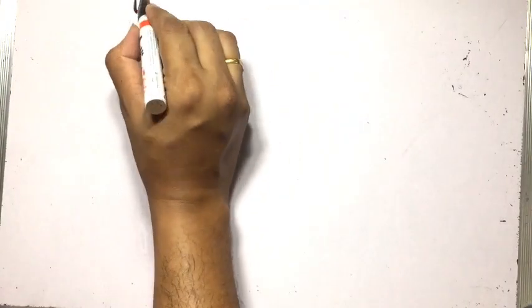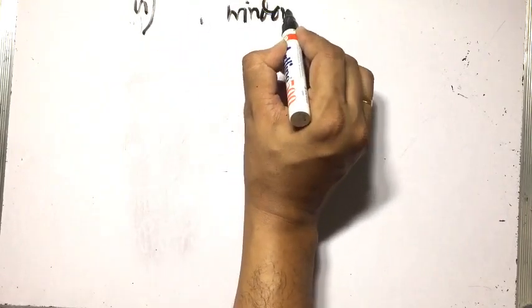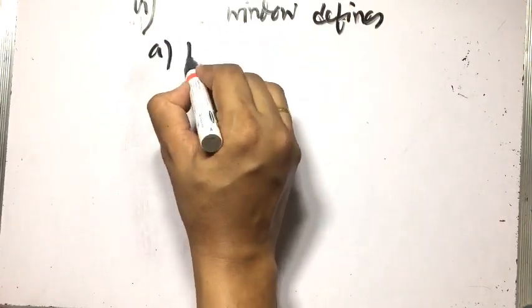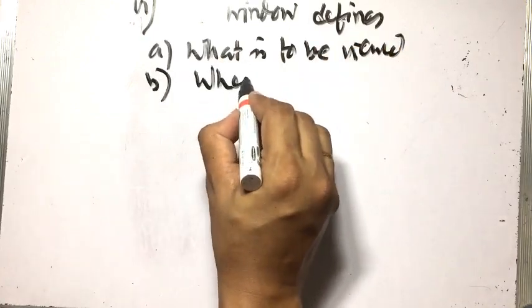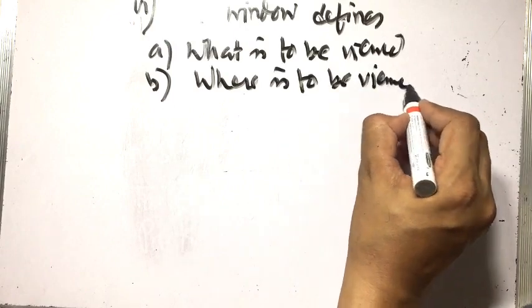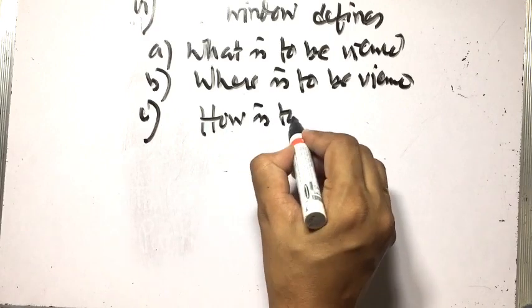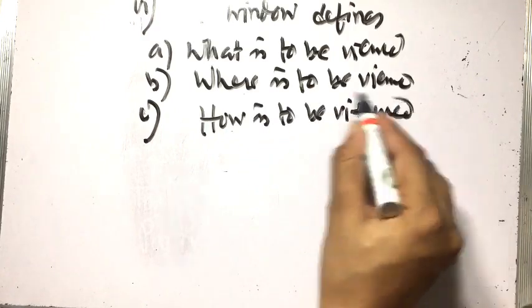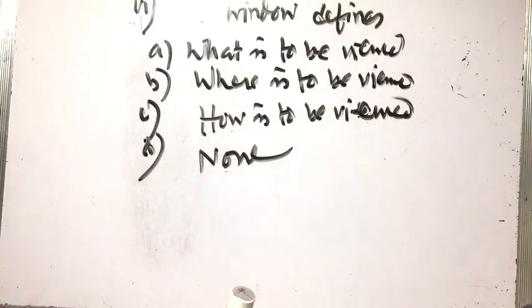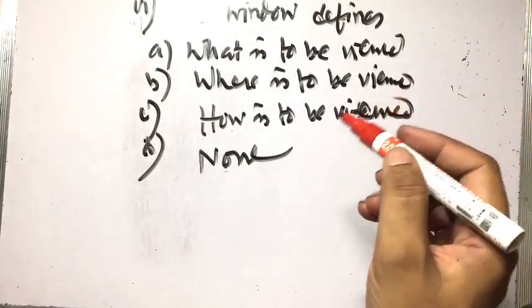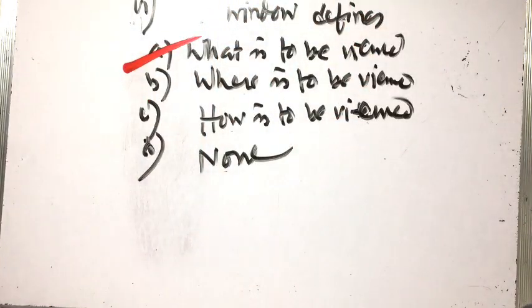Now the question number 6. A window defines: option A, what is to be viewed. Option B, where is to be viewed. Option C, how is to be viewed. Option D, none. A window defines what is to be viewed, and where it is to be viewed is the viewport. How is a technique. So the first one is the right answer. The window defines what is to be viewed. Where it is to be viewed is the viewport.